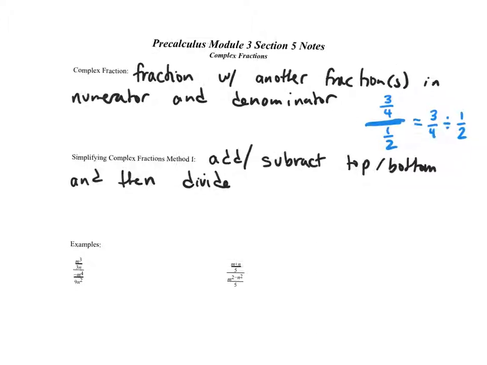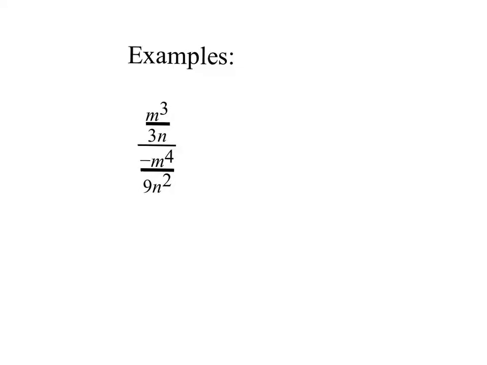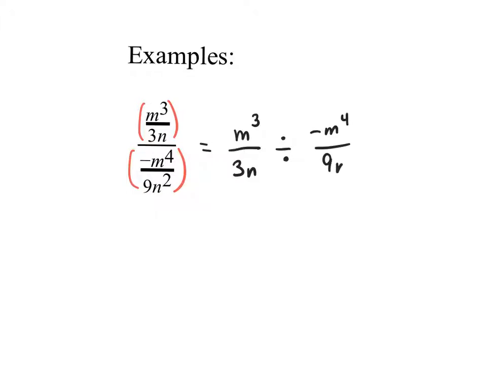So if we look at this first problem, m cubed over 3n divided by negative m to the 4th over 9n squared. The good news is this already has a single fraction over a single fraction. So we can go ahead and directly turn that into a division problem. So this is m cubed over 3n divided by negative m to the 4th over 9n squared.